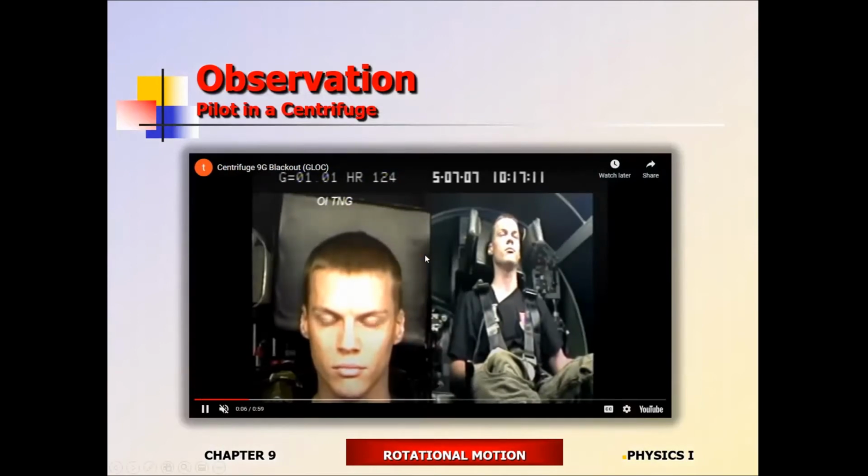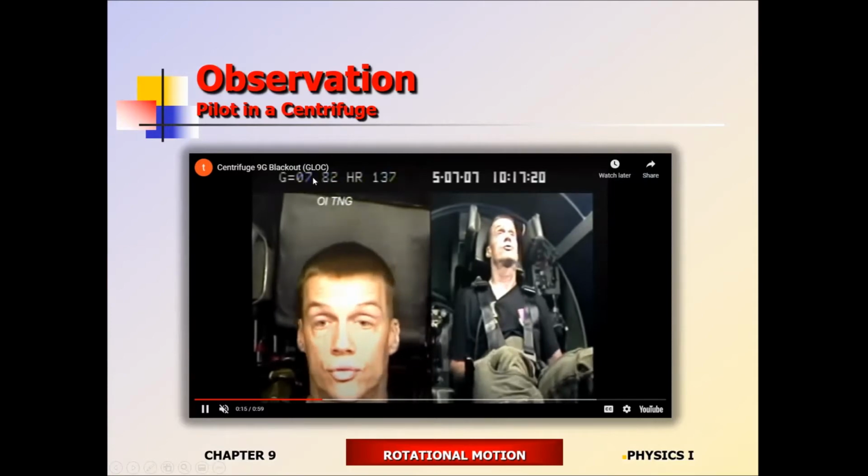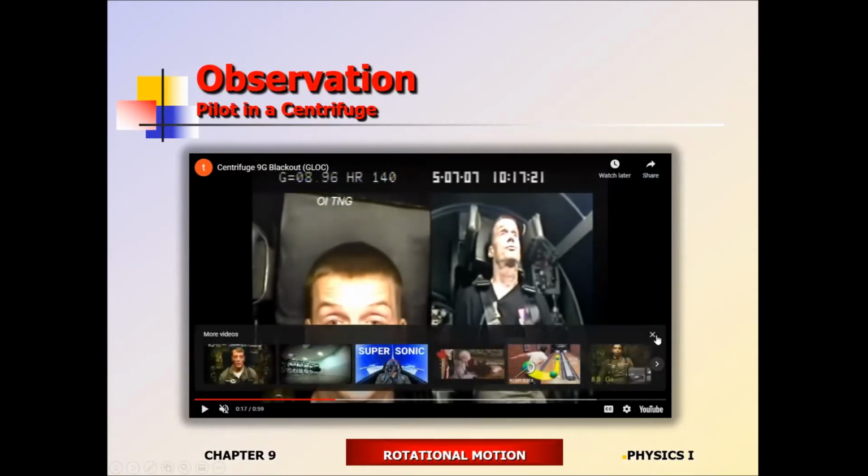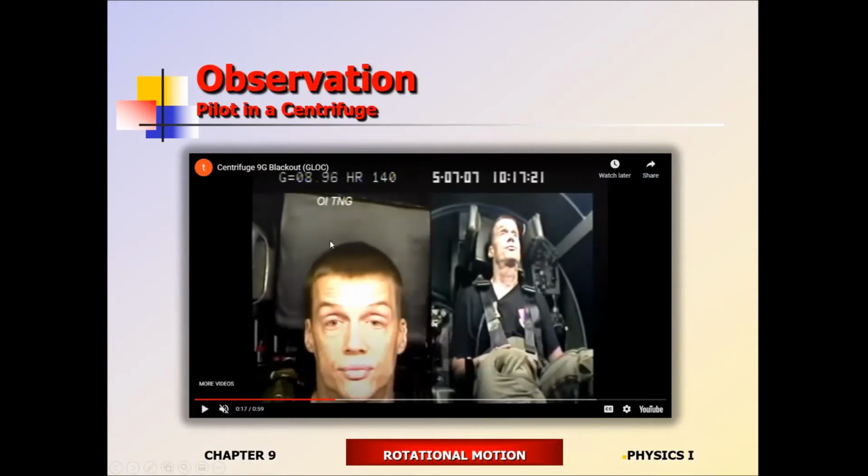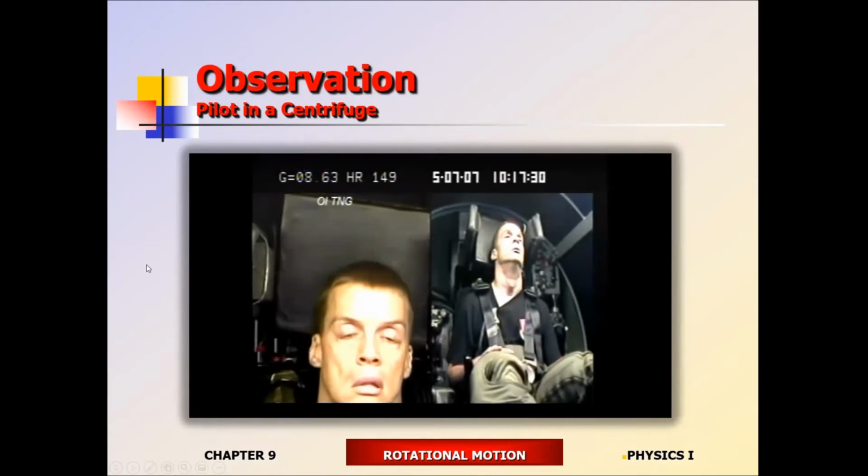So pilots inside a centrifuge. This guy is going to be taken up to about 8 or 9 Gs within a few seconds. 9 Gs, perfect. Notice that there was a rotational acceleration involved, aside from the centripetal acceleration. So when you have two different types of accelerations, how do you find the total acceleration?